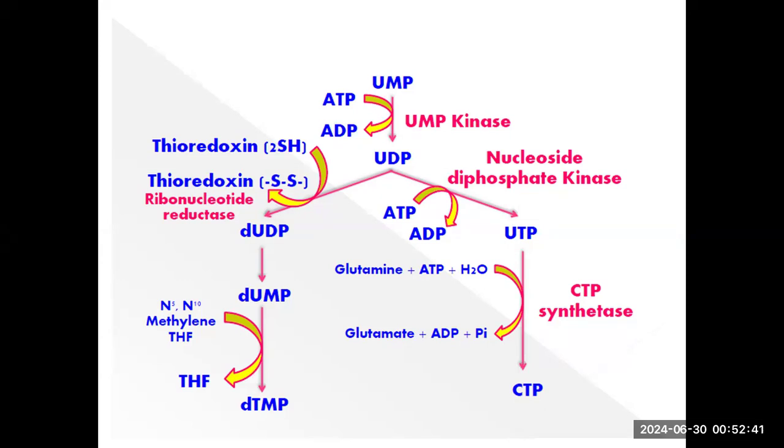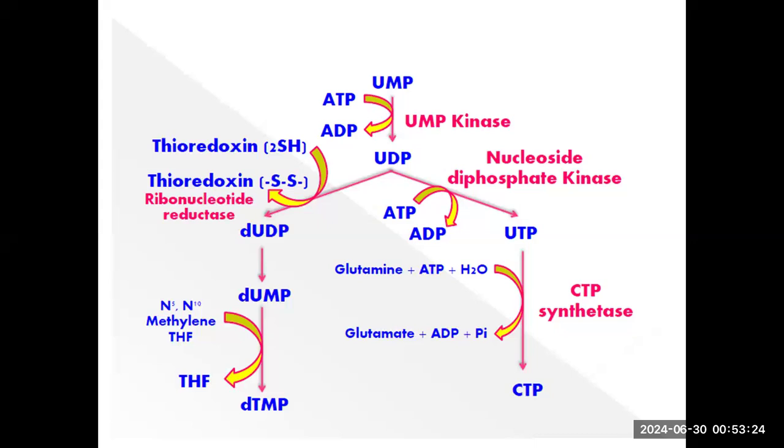UDP, by the action of the enzyme nucleoside diphosphate kinase, is converted into UTP, and UTP is then converted into CTP by the addition of an amino group contributed by glutamine, see right here, in the presence of ATP and the enzyme CTP synthetase. We get the formation of CTP, and glutamine is converted into glutamate plus ADP and inorganic phosphate. CTP is a pyrimidine present both in RNA as well as in DNA.